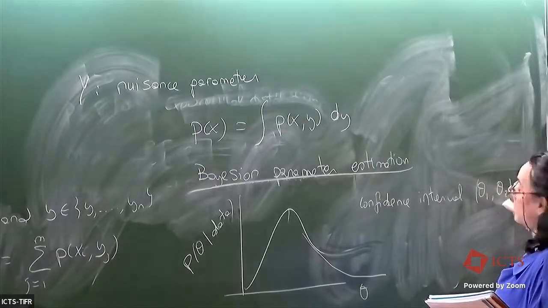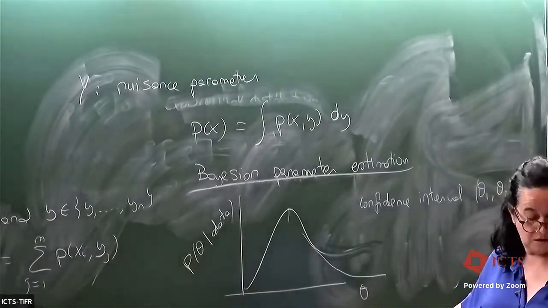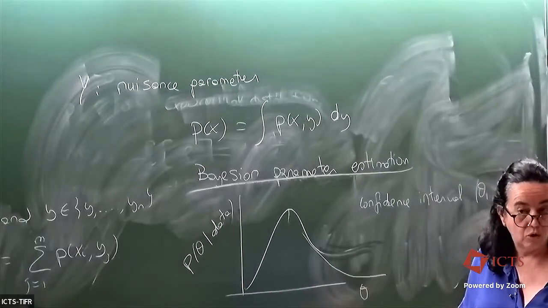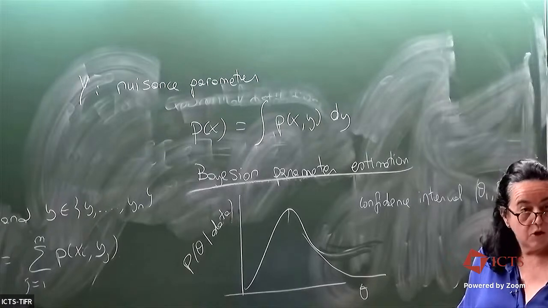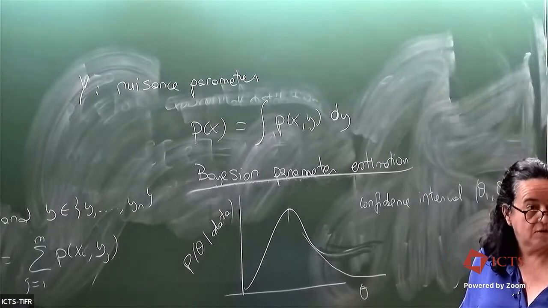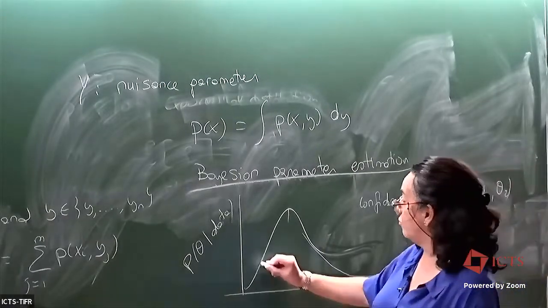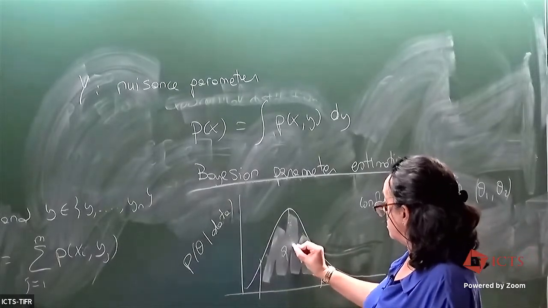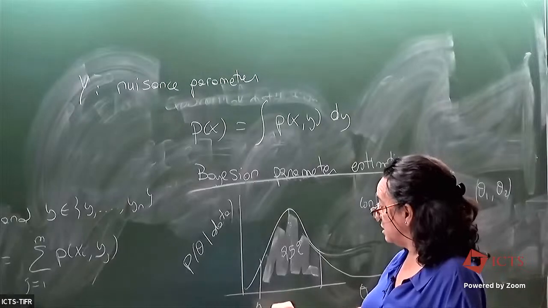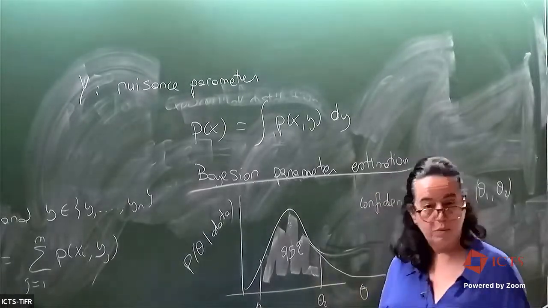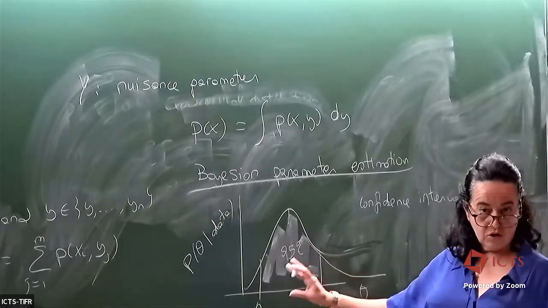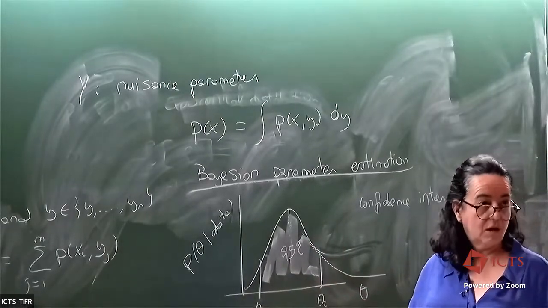So the interval between two values of this parameter related to whatever confidence interval we want to set. So if we would like to set a confidence interval for a given parameter, let's say of 95%, what we will have to find are the values of these two parameters such that the integral of this curve between these two values gives you this 95%.